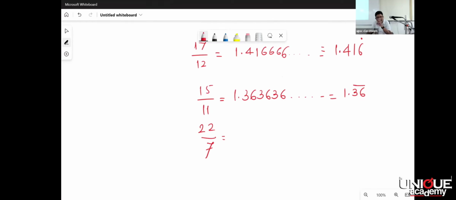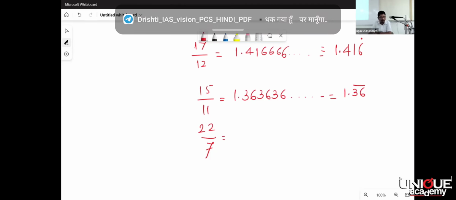Compulsory, it should be recurring. It should be recurring because the denominator is 7, a prime number having factors only 1 and 7, and because of that, no doubt it has a recurring decimal fraction. It will not be terminating. If it is not terminating, then it's compulsory.